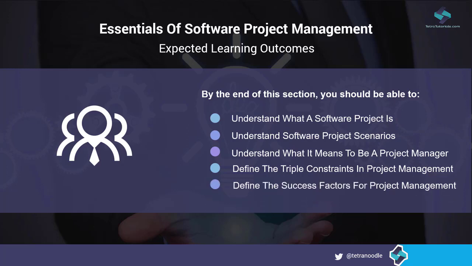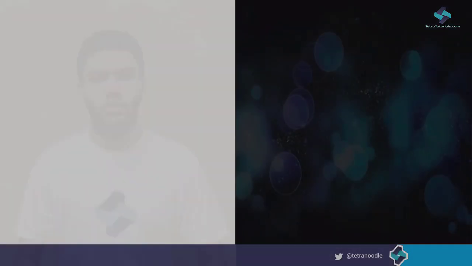We will then move on to see what the success factors are as per a research report by Chaos. You will also get familiar with two major software project execution methodologies, namely Waterfall and Agile, and their differences.